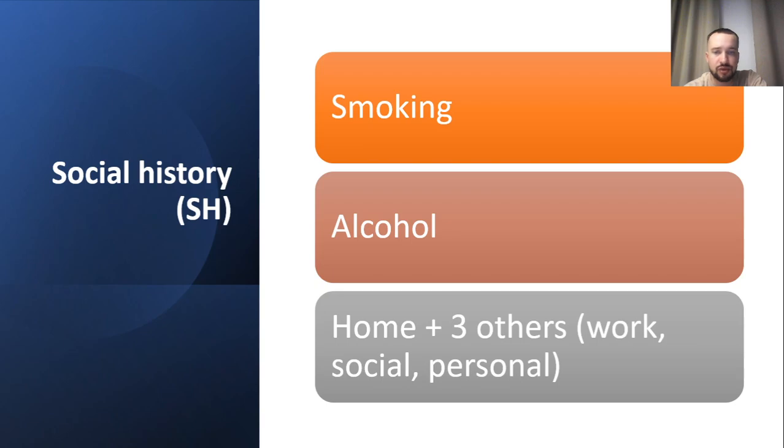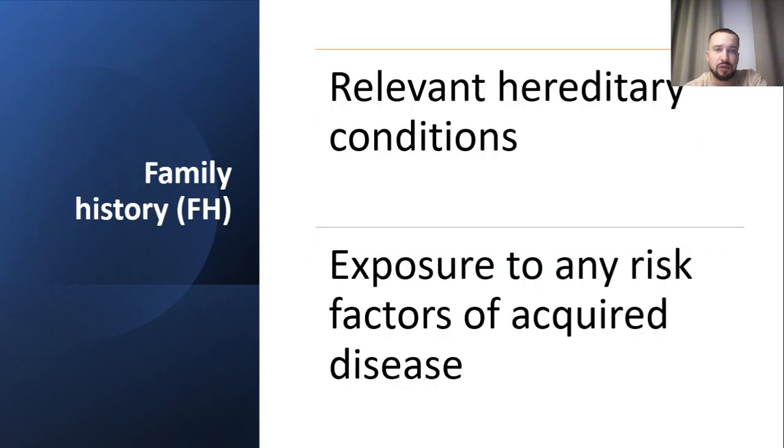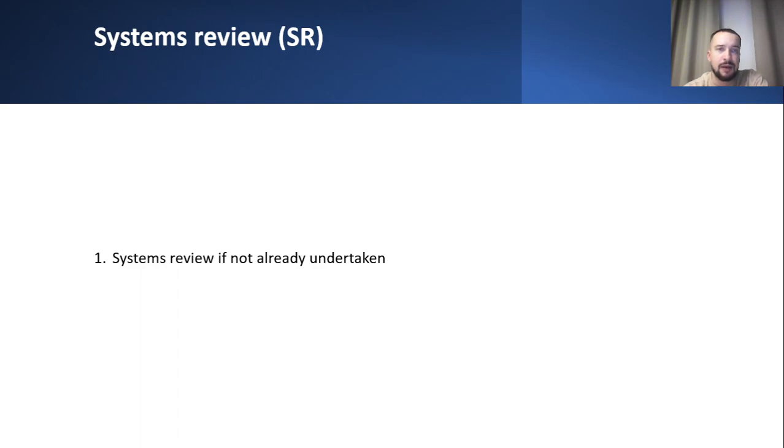work, social, personal. Family history: relevant hereditary conditions, exposure to any risk factors of acquired disease. And after it, you can talk about systems review of all systems, if it isn't already undertaken.